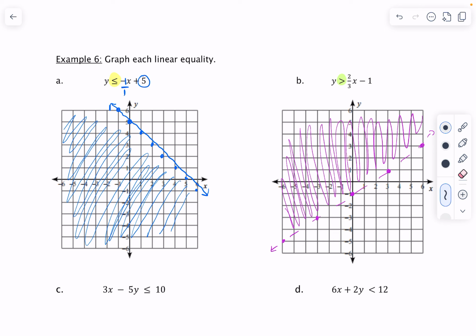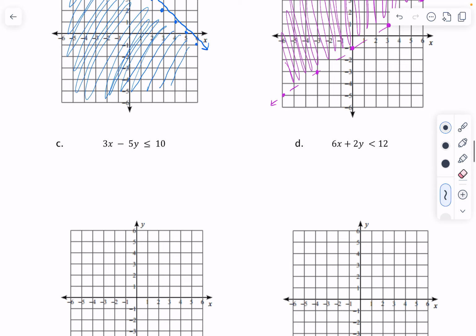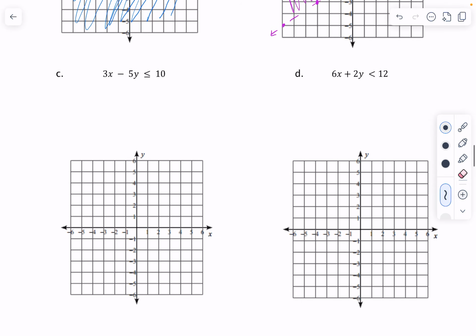Okay. The last two examples are a little bit different, and I've left you some space here because notice that these are not in y = mx plus b form. So for these, you have to get into y = mx plus b. So for this first one, I'm going to go ahead and solve for y. So I'm going to do example D first.